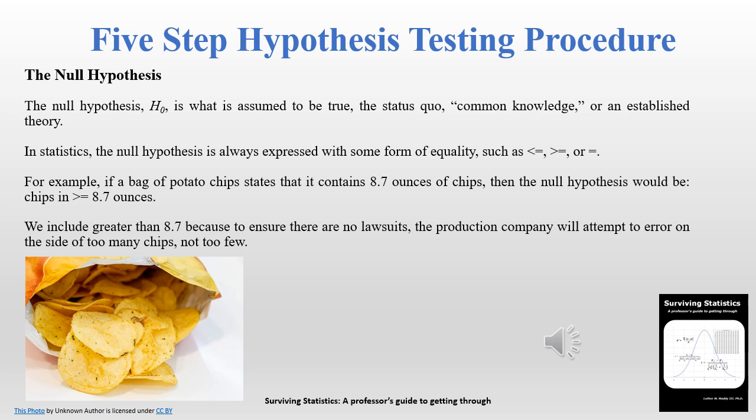So here's an example. Let's assume that we think that we're being shorted in our bags of potato chips. If it says on the bag 8.7 ounces, then we would assume that the null hypothesis would be that the amount of chips in the bag is greater than or equal to 8.7 ounces. Now we include the greater than because we want to ensure there's no lawsuits, and so the production company might throw in an extra chip or two to make sure that we're within tolerances, but the null is what's assumed to be on the bag, 8.7 ounces or more.